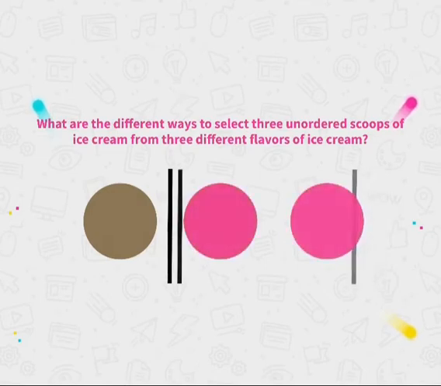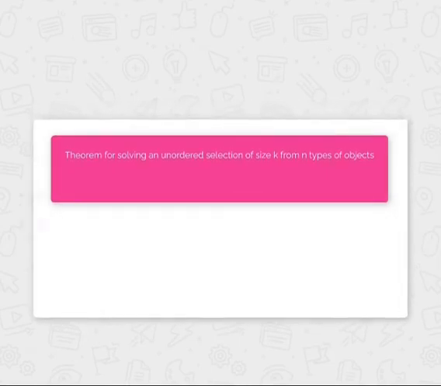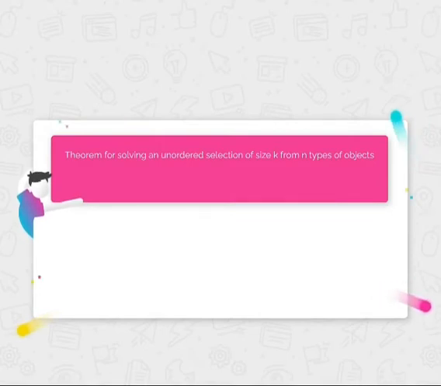The stars and bars method correlates to the following theorem: the theorem for solving an unordered selection of size k from n types of objects. Let's create 5 slots. The 5 slots include the 3 different flavors of ice cream plus the 2 dividers. Now you need to figure out where the first divider will go. Note, you have 5 options as to where the first divider can go. Either here, here, here, here, or here.